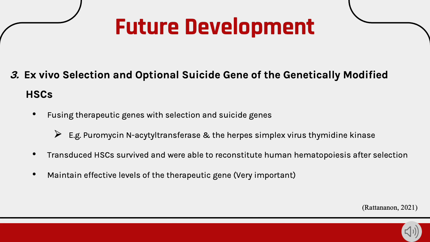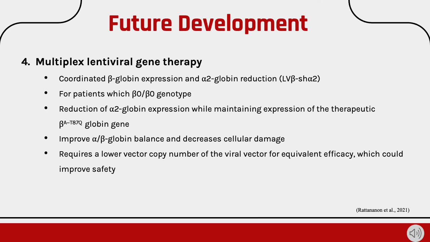The third one is the ex vivo selection and optional suicide gene of the genetically modified HSCs. In this therapy, we fuse the therapeutic genes with the selection and suicide genes. This can maintain the effective levels of the therapeutic gene, which is very important for the therapy. The fourth therapy is the multiplex lentiviral gene therapy. In this therapy, we coordinate the beta-globin expression and the alpha-2 globin reduction. This requires a lower vector copy number of the viral vector for equivalent efficacy, which can improve the safety for the patients in the therapy.